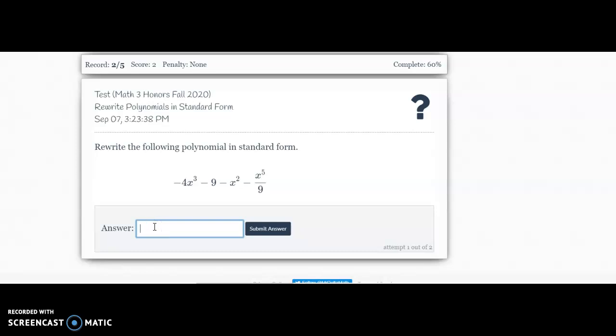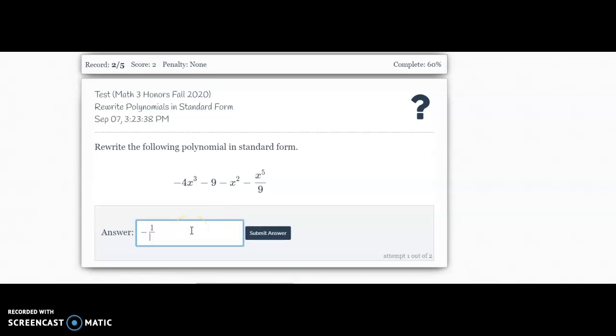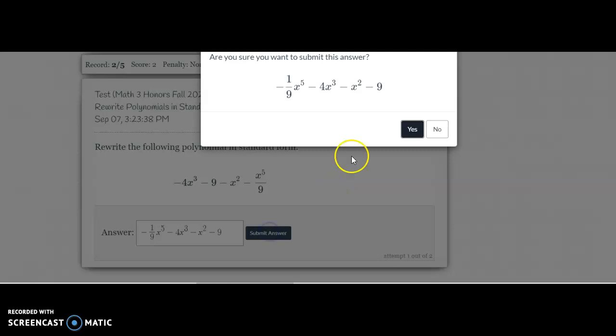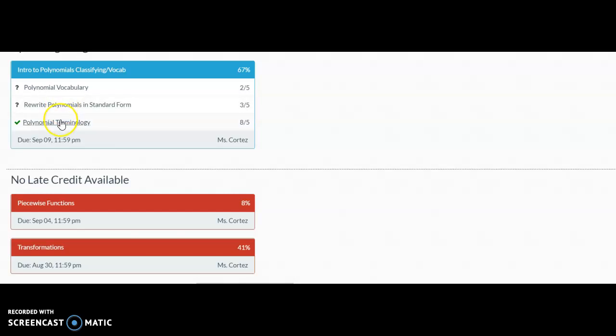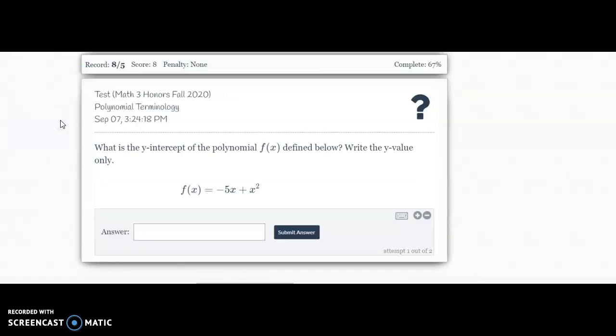How many terms does this one have? This one has 1, 2, 3, 4. And again, we're going to put the one with the highest exponent first. Notice that when it's divided by 9, that's technically a -1/9. That's how I like to write it, x to the 5th power. Then we're going to put the second highest, -4x to the 3rd. Minus, again, I'm carrying that symbol that was negative in front of it, -9, like that. And let's check our answer. It's very good. All right, let's do the last one, polynomial terminology.